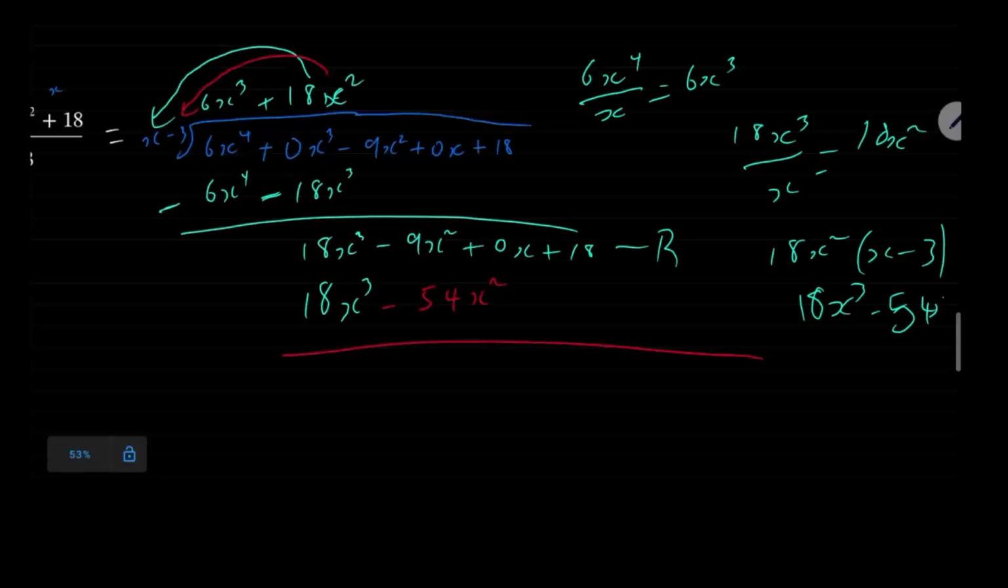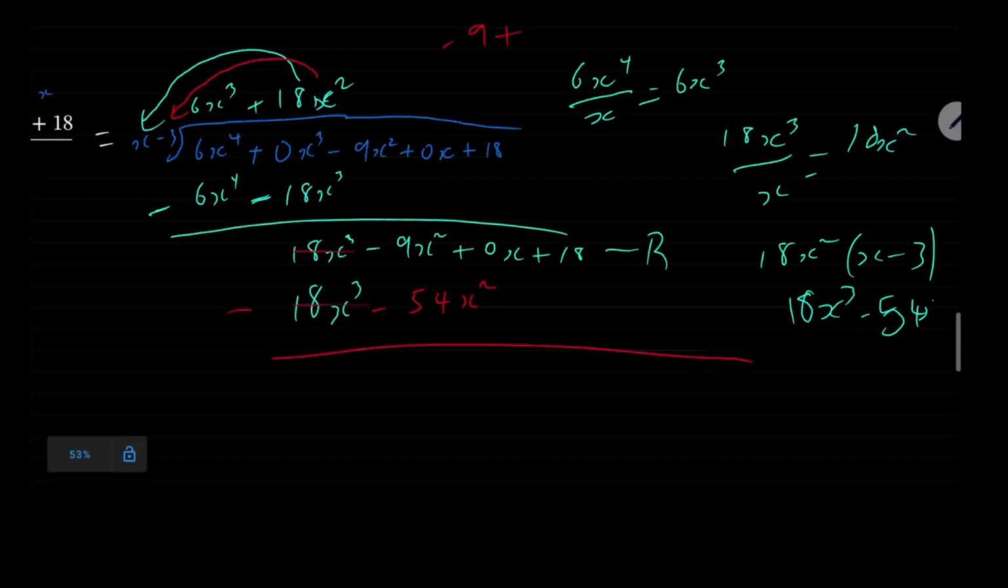Okay, so 18x squared can cancel 18x squared because this is a minus, and then negative 9x squared minus 54x squared is going to give us 45x squared, because it's negative 9 plus 54. Negative 9 plus 54 is going to give us 45, and then the common unknown is x squared. So here it's going to be 45x squared, and we can continue with plus 0x plus 18, and this is also a remainder.